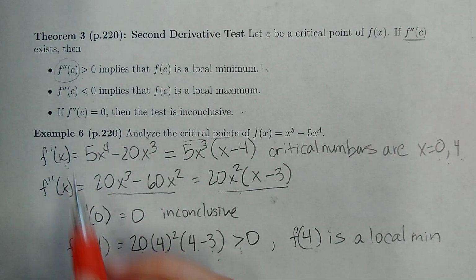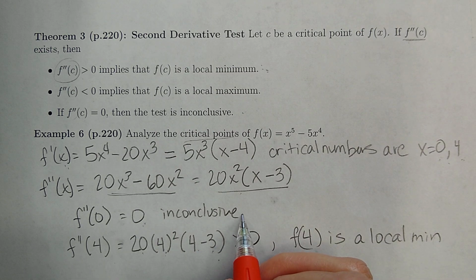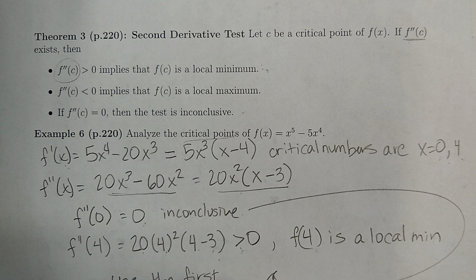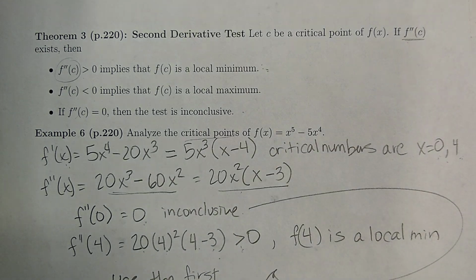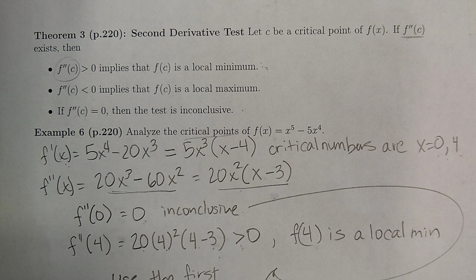Okay, so what about the other critical number, 0? It's where the test was inconclusive, so we just use the first derivative test to determine if that's a max or a min. And do you remember how to do that? Think about it for a second.